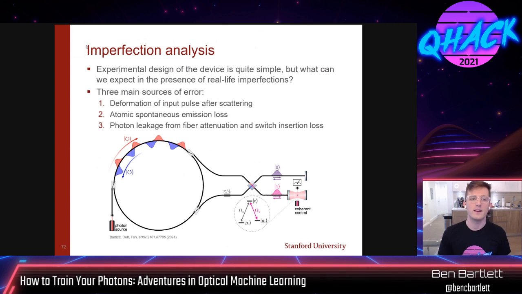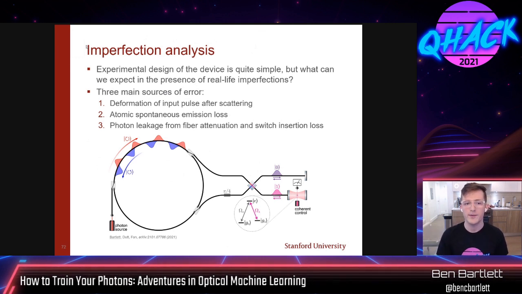So we know how this device works now, and the experimental design of the device is quite simple, but what can we expect in the presence of real-life imperfections? So to answer this question, we sort of categorized our possible sources of error here. The first error is that you could have deformation of the input pulse after scattering against the atom. So you come in with some Gaussian photon input pulse, it scatters against the atom, it goes back into the waveguide, and now it looks a little bit different than a Gaussian.